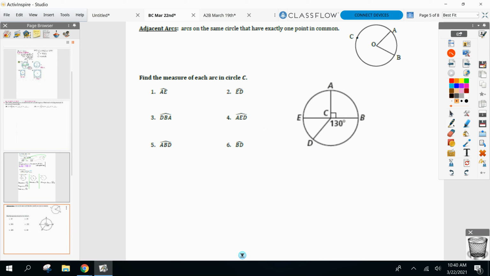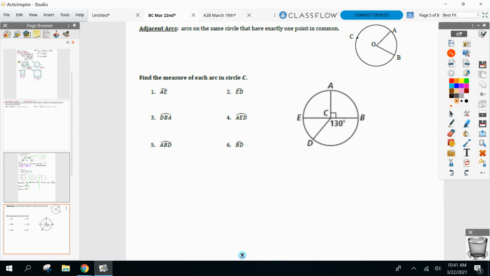Adjacent arcs. Well, you guys know, right? Adjacent, always next to, next to, next to. That's the word association, right? Adjacent, next to. But yeah, they're next to each other. They got to share a point, though. They have to share a point when they're next to each other.